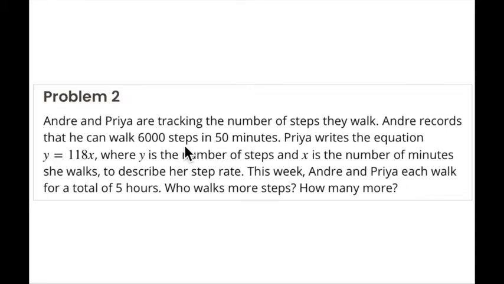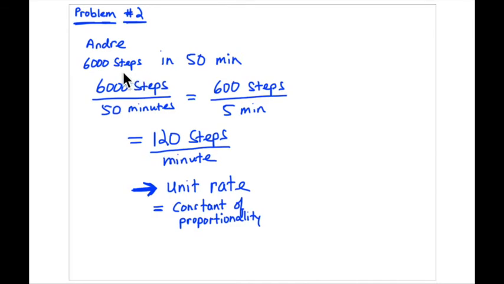And another way that you can tell that is that the number of steps is much greater than the time. So it's actually 118 times greater than each minute. So you're going to get an answer for y that's much greater than what you're measuring as far as the time. And then you're going to be asked, how many steps do they walk in a total of 5 hours? And who walks more steps? How many more steps? All right, Andre, 6,000 steps in 50 minutes.